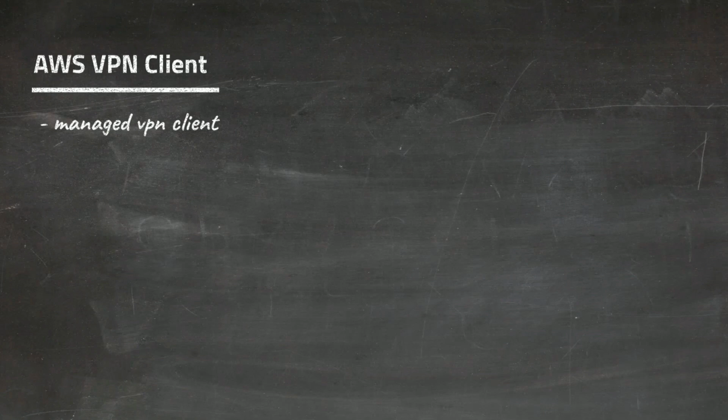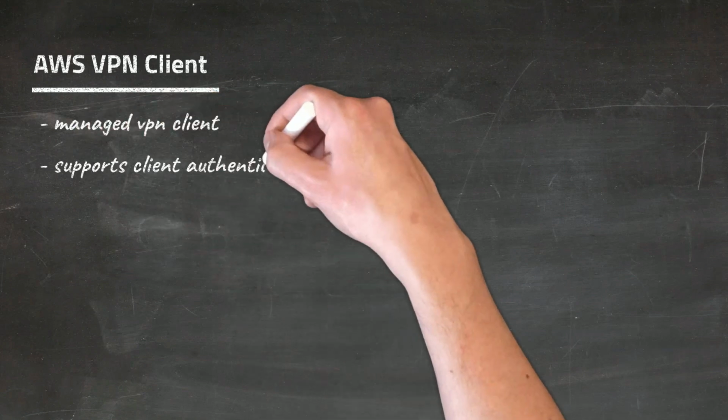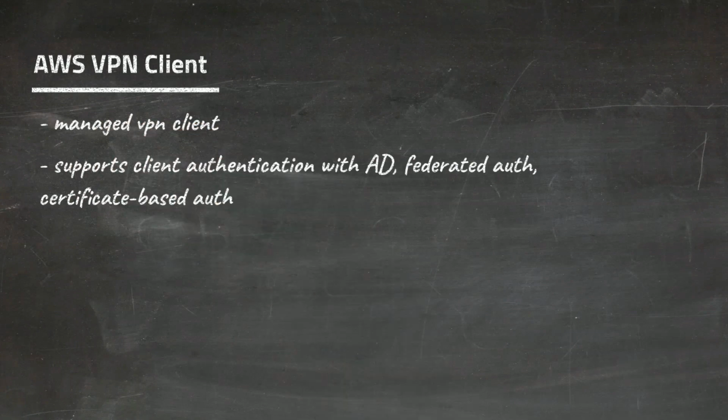And how does AWS client VPN help us, right? Basically, it supports client authentication using Active Directory, federated authentication, and certificate-based authentication. It also enables us to implement custom security controls by defining network-based access rules.